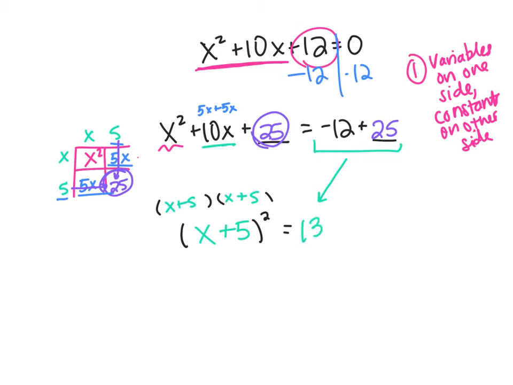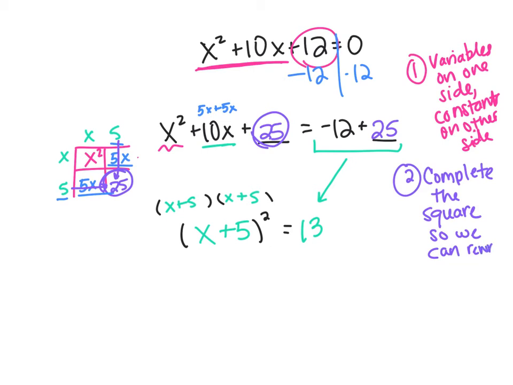So to put this into steps, our first step was to get our variables on one side, constants on the other. The second step was to do this new process called complete the square. So we wanted to complete the square so that we could rewrite it as parentheses with a square on the outside. So now there's kind of a little shortcut to that process. You can use that box to help you out.